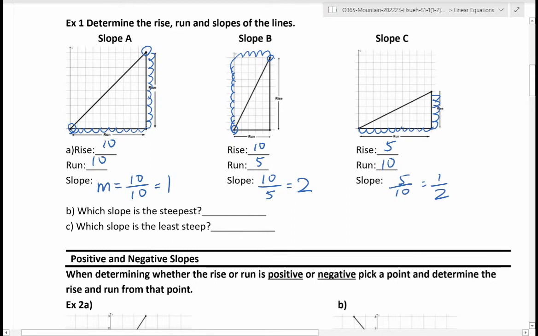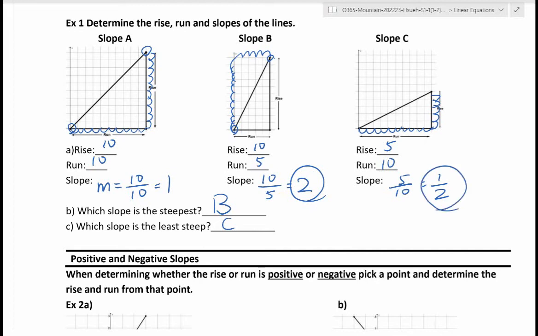Okay, so part B here says, which slope is the steepest? Well, the steepest line that you can see is slope B. B is the steepest, and you can see the value of the slope is also the biggest, right? Which slope is the least steep? You can see from the graph that slope C is the least steep, and you can see the value of the slope is the smallest.